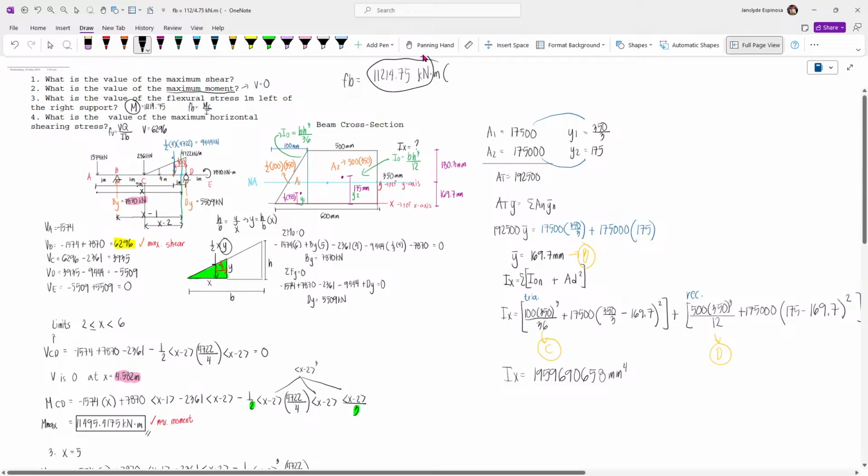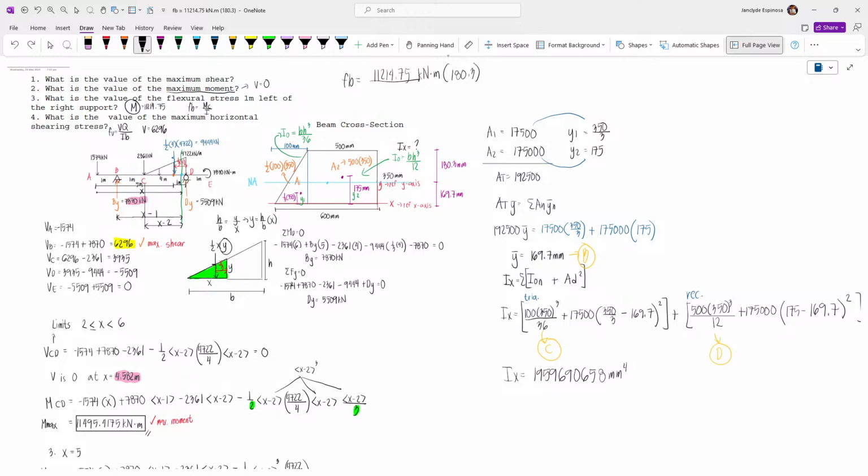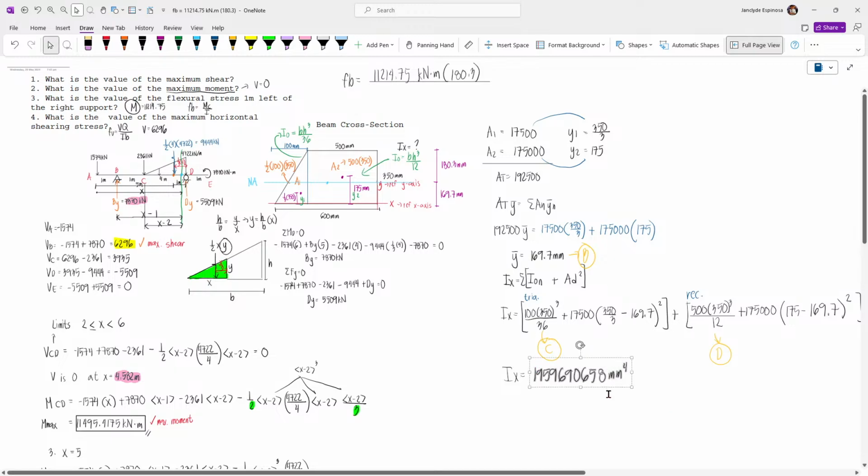So M times C, atong C gamiton kaning 180.3. Again na kani atong gigamit kay mas dako man na siya kaysa sa 169.7. And then divide din nato by how much? Katong I nato nga nakuha, this one. So, copy na lang ako.